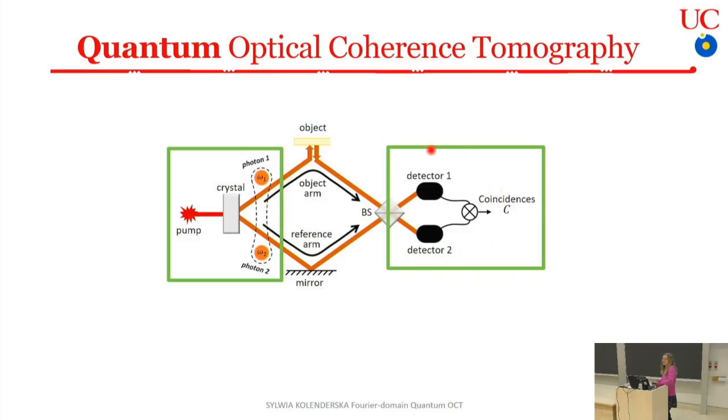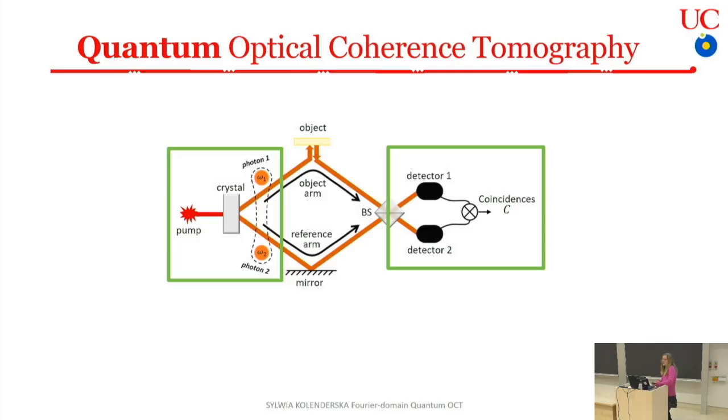In conventional OCT, the most popular type of OCT, you will have a spectrometer. So a diffraction grating for dispersing the light and a line scan camera to detect a spectrum.